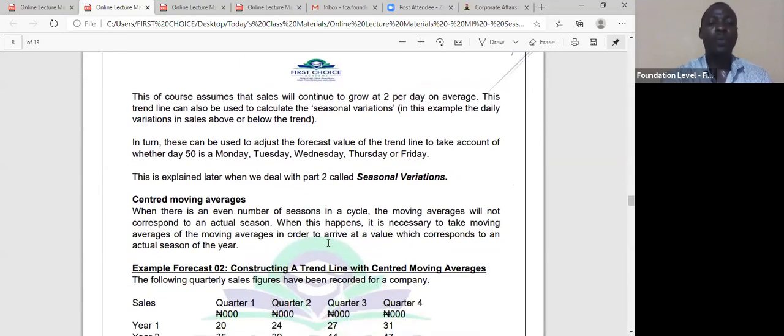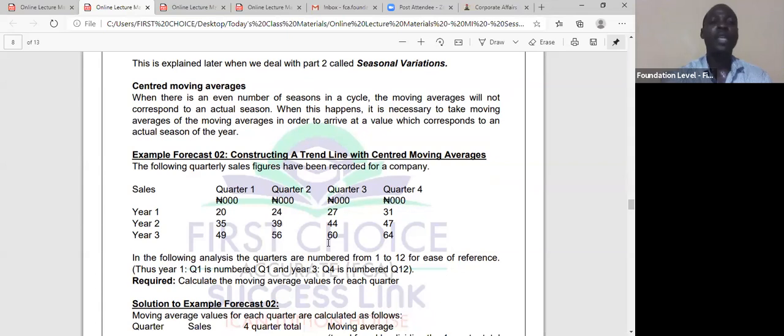Let's look at an example when there are even numbers. When there are even numbers of seasons in a cycle, the moving averages will not correspond to an actual season. Now, when this happens, it is necessary to take a moving average of the moving average. It's interesting. You take an average of the moving average that does not fall in line with a season, to get another average that will fall in line, in order to arrive at a value that corresponds to an actual season of the year.